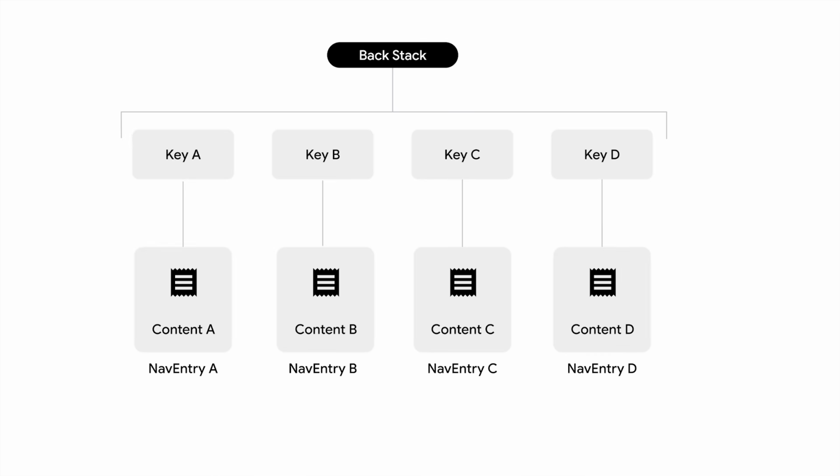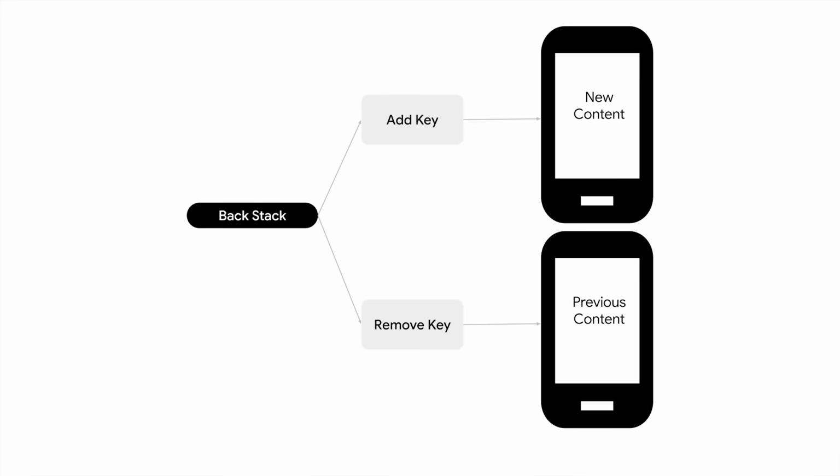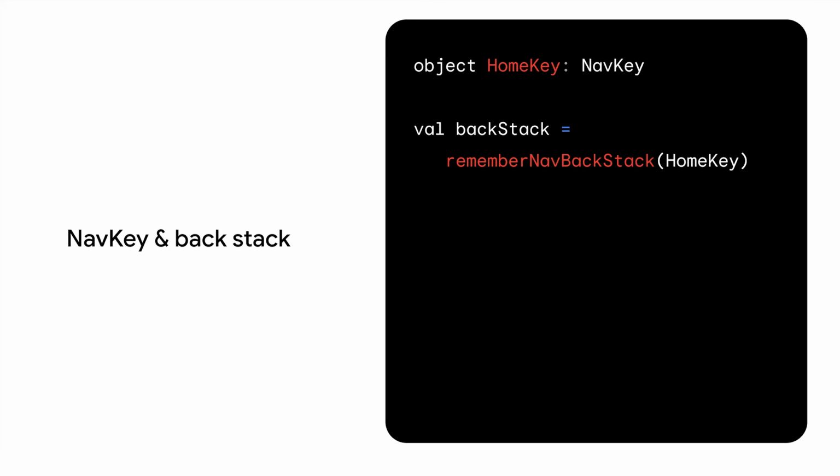To start, the navigation backstack is just a regular list that you fully own. The backstack contains keys which can be of any type, and each key in the backstack maps to a nav entry that contains the composable content. As you add and remove keys on the backstack, navigation reacts by recomposing the content based on the current keys on the stack. To set this up, define your nav key and create a backstack with the key.